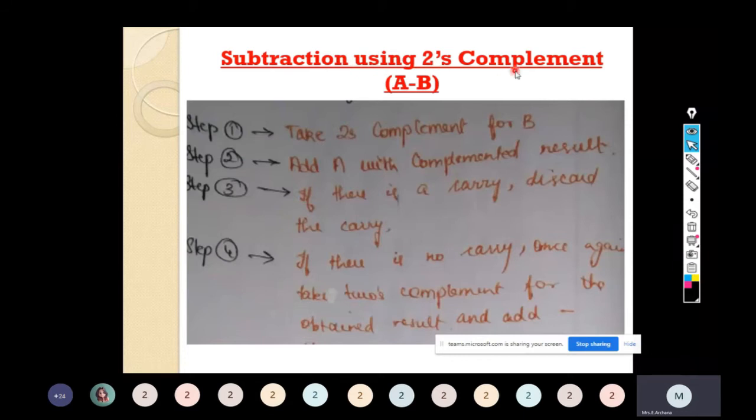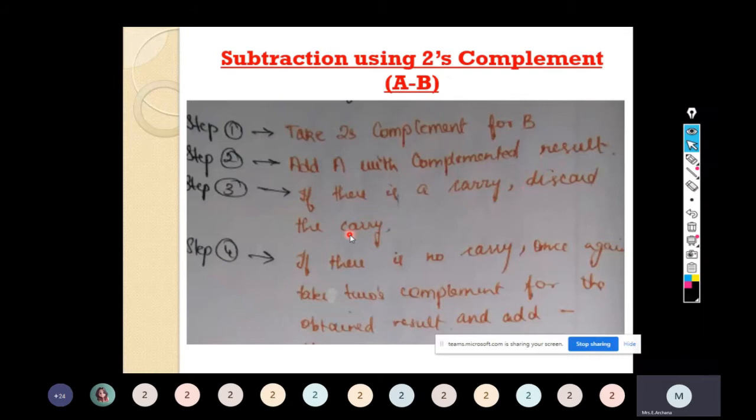Subtraction using two's complement. The same steps. Step 1, take 2's complement for B. Instead of 1's complement, here we take 2's complement for B. Add the result with A. So add A with the complemented result. Step 3, if there is a carry, discard the carry.